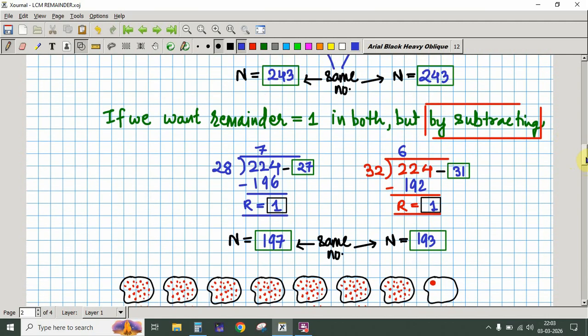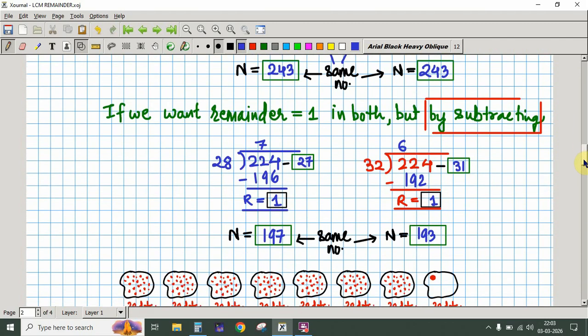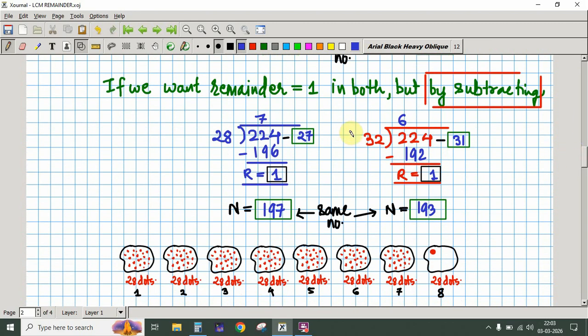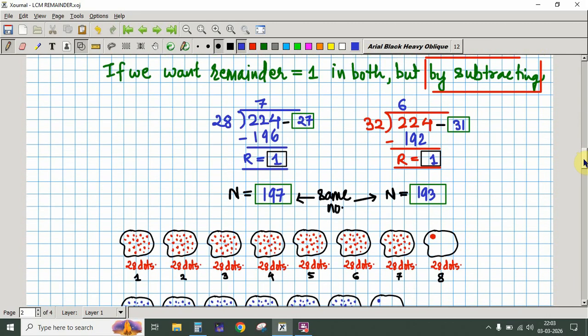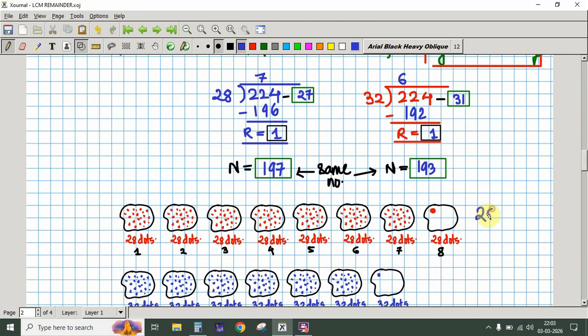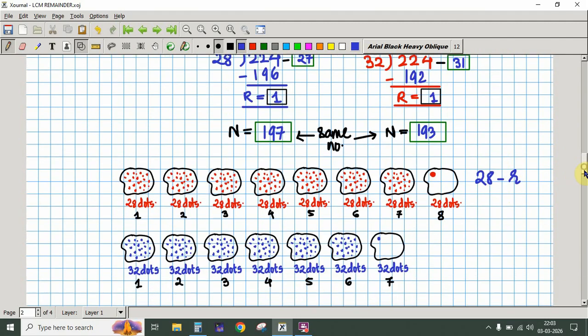Let's not confuse ourselves with very different things which are not in our syllabus. Let's concentrate on what's happening over here. So 28 minus required remainder, right? These many things have to be removed from 224. Who is 224? This is the LCM. So we are removing 28 minus remainder from the LCM. Okay, 32 minus remainder. These many objects, that is 31, are supposed to be removed from 224. And who is 224? LCM.